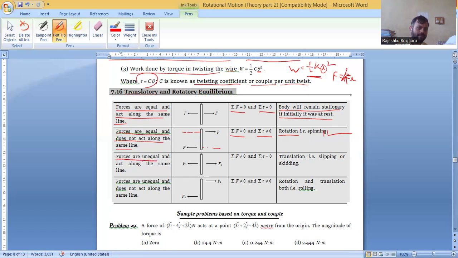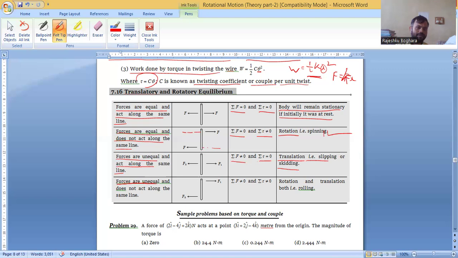Third, forces are unequal and act along the same line. Forces unequal, so summation F is not zero. And same line means r is zero, so torque is equal to zero. So it moves in a translational motion, meaning slipping or skidding, not rotational motion.